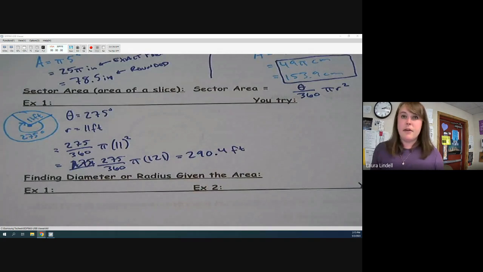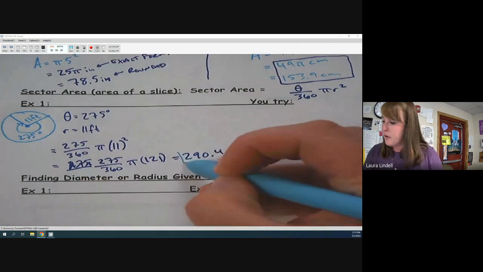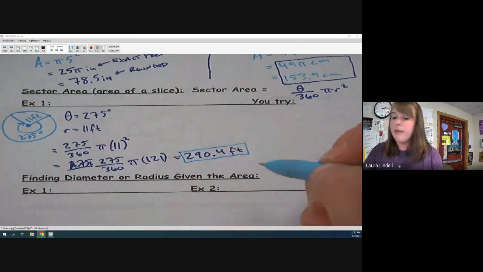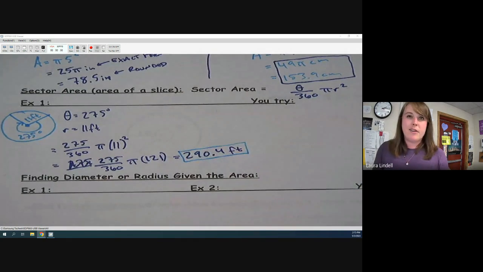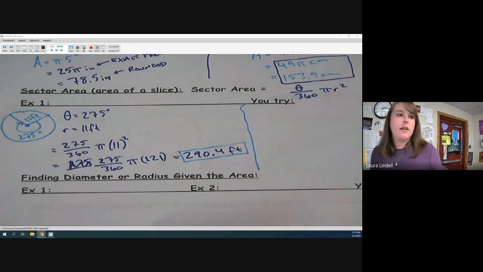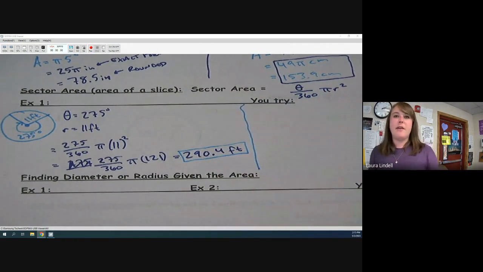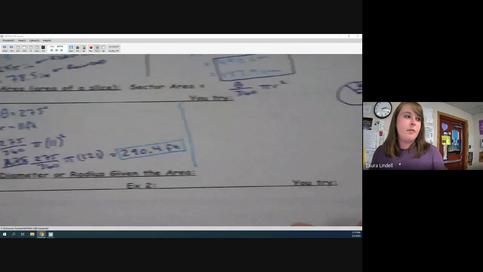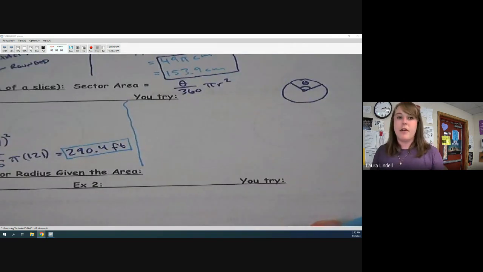Give it a try typing it into your calculator real quick. Make sure you feel comfortable finding everything. If you're not sure where your pi button is, see if you can find that. On most of the little scientific calculators, it's its own button. Then pause, or not pause the video yet. You guys are going to try one. Once I put it up here, then pause the video and try it on your own.